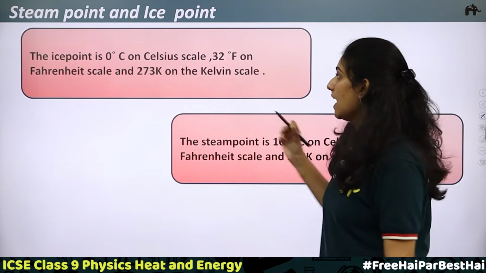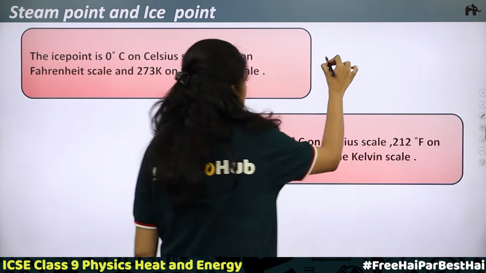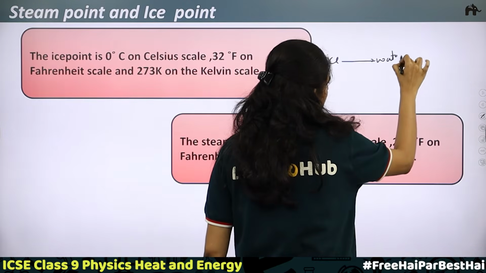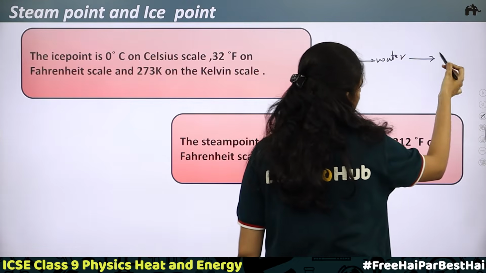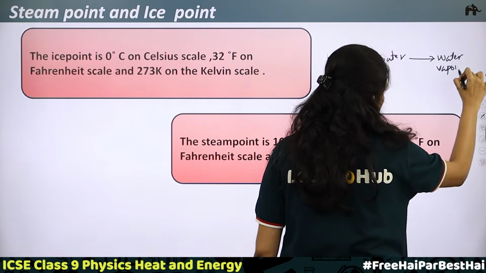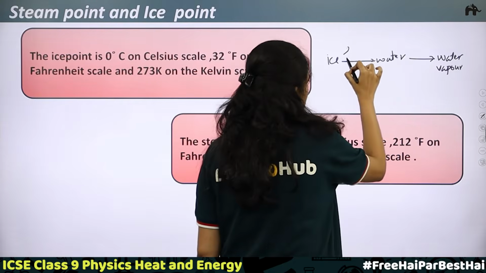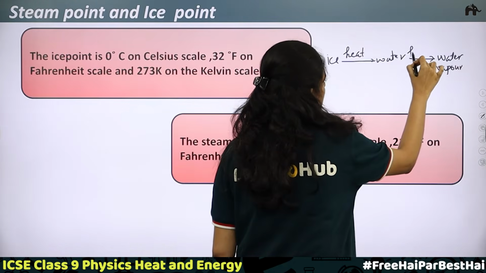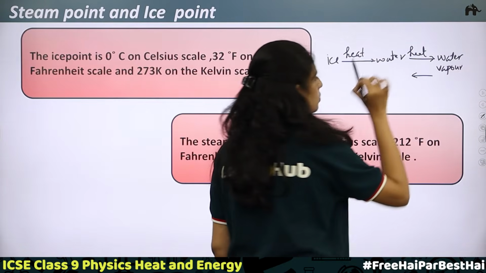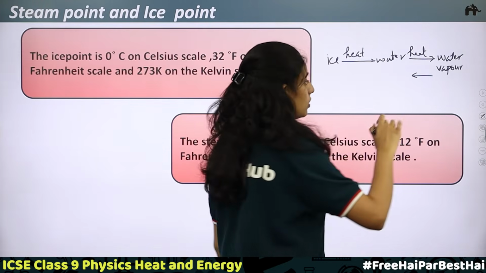Next is the ice point and steam point. So what is the ice point? We know that when you take ice, it gets converted into water, and on further heating, water gets converted into water vapor. So ice is in the solid state, water is in the liquid state, and water vapor is in the gaseous state. For this conversion, we are supplying heat. And for the reverse, to convert water vapor into water, we have to decrease the temperature, so we are cooling it.